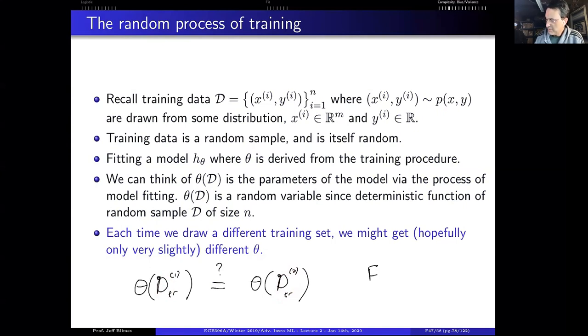Since this is a random variable, we could compute things like the expected value of theta of d tr. Where does the randomness of this expected value come from? It comes from the fact that this is a random data set. So every time we draw a different data set, we run the machine learning algorithm, get the output, and take the average of all of these outputs together to give us a mean. And every time we do it, how different is the output from the mean?